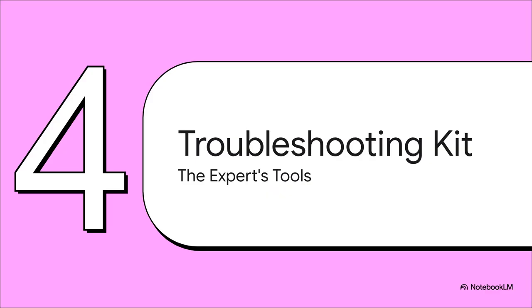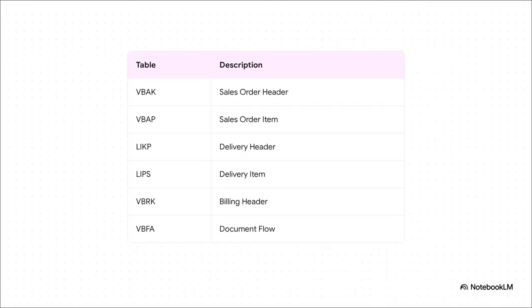Okay, so things are going to go wrong. It's inevitable. How do the experts figure out what's happening under the hood? Well, they use a special set of tools. And honestly, this kit right here is what separates a junior person from a senior consultant. The most powerful tool of all is SE16N. This thing lets you completely bypass the nice, user-friendly front-end screens and look directly at the raw data sitting in the database tables. When the user interface is hiding something, or you just need to see the absolute unvarnished truth, you go to tables like VBAK for order details or VBFA to see the entire history of a document.